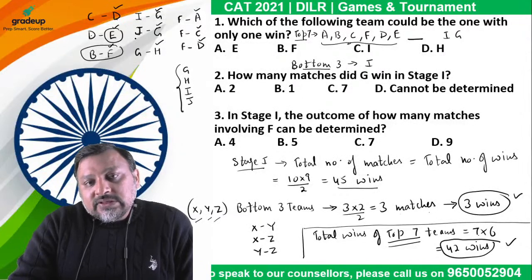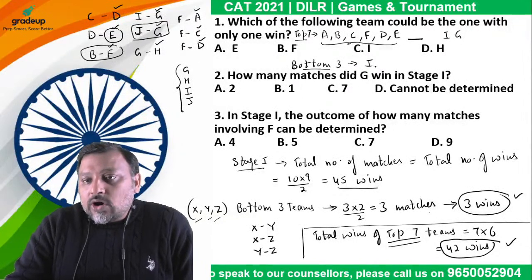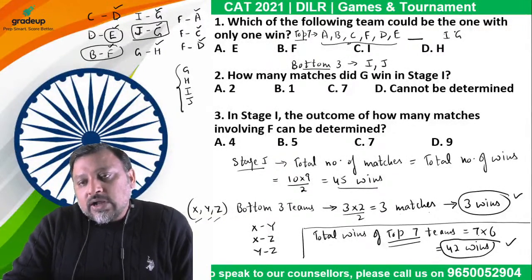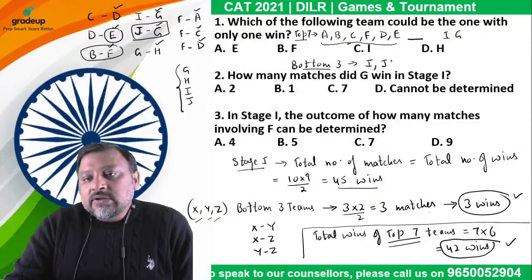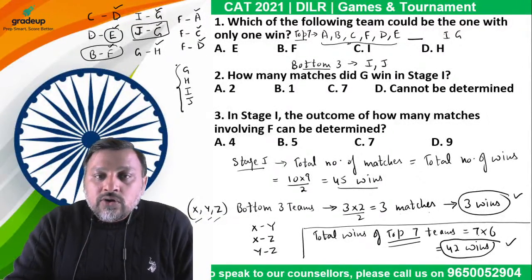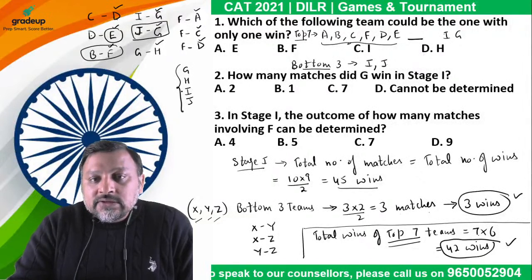Say again with the same logic, J must also be in the bottom 3, because if J is here, then G should also be in the top 7. So I cannot have this. So I am left with now only G and H.